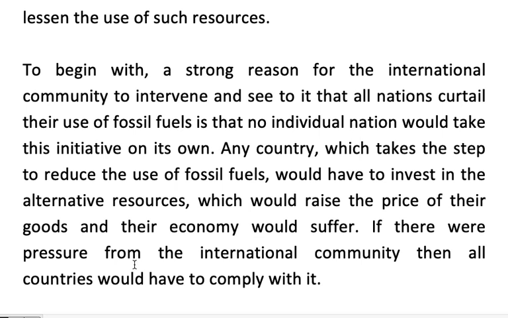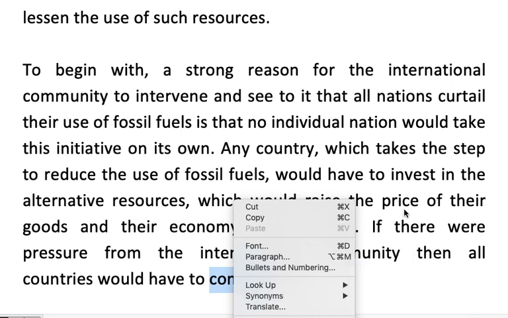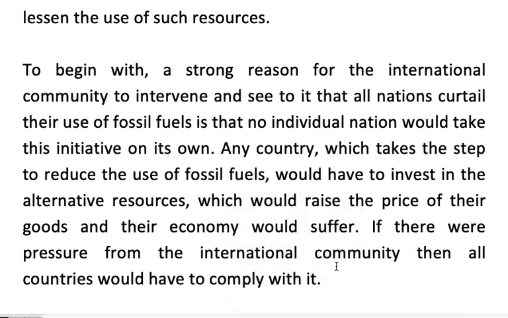If there were pressure from the international community, then all countries would have to comply with it, would have to agree with it, would have to do it, would have to fulfill it. So see, in the first sentence I have put up the point, and in the last sentence I've just restated it in different words.